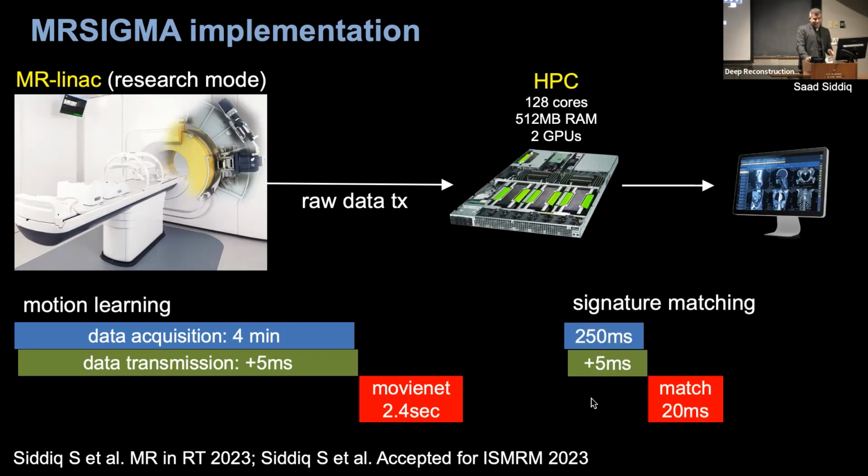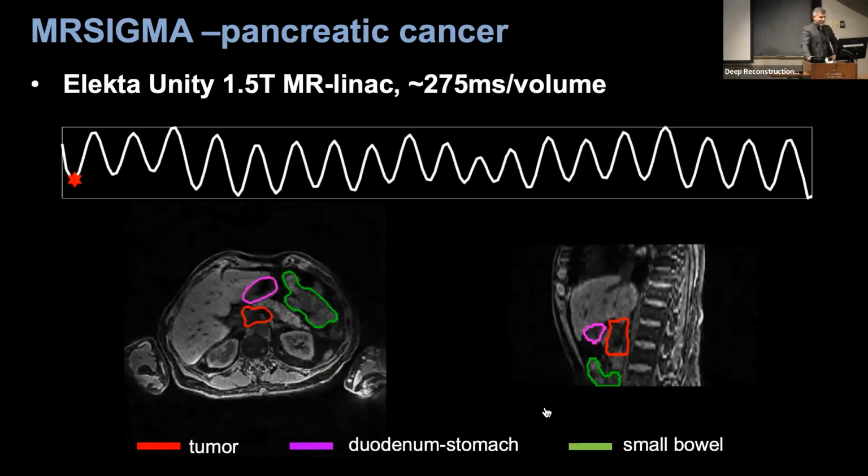And so in here, the total latency, including acquisition and reconstruction, is only 275 milliseconds. And also, since with deep learning, with movienet, we can reconstruct these 4D images fast, we can update the dictionary every 10 seconds or so. And with that, we can also account for any mismatches between the real-time part and the motion learning part. Okay. Let me show you some examples here.